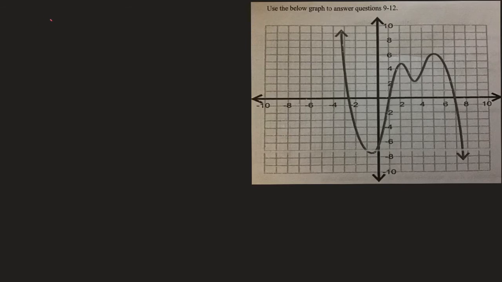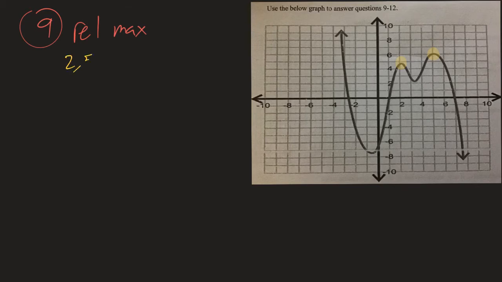So let's start with problem 9, which is asking me about relative maximum values. I want you guys to go look at this graph and see if you can highlight any relative maximum values on here. You can see in yellow, I went ahead and highlighted two relative maximums, and those seem to be at 2 comma 5 maybe.